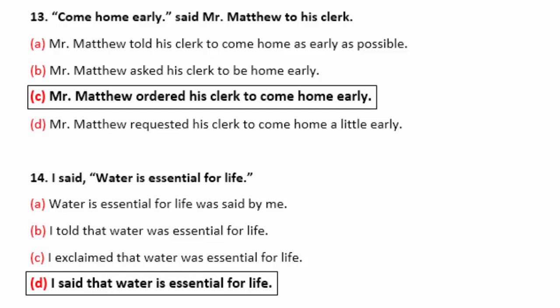Then sentence number 14. I said, water is essential for life. Water is essential for life is a universal truth. We do not make changes in universal truth. So the tense and the sentence would remain same in the answer. I said that water is essential for life. So option number D is correct.